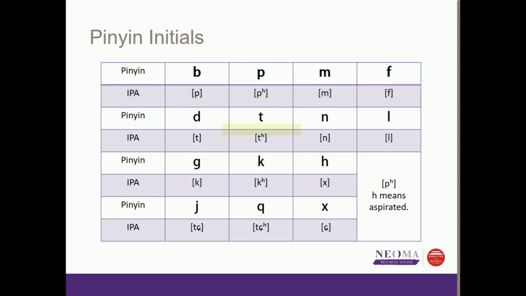And the second row, D, T, N, L. Third row, G, K, H. So please pay attention. In Chinese, H is pronounced, not silent like in French.